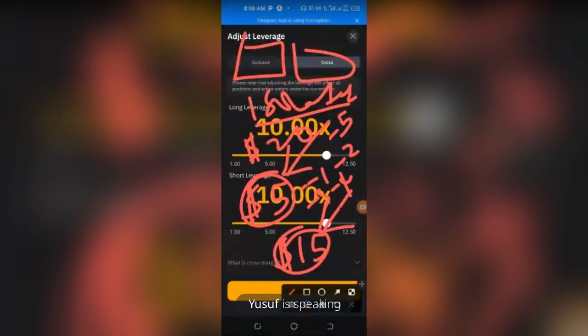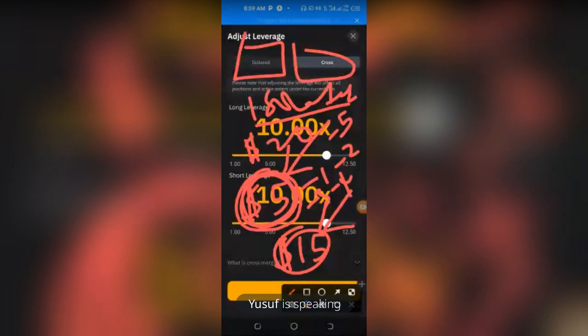So meaning that I will only lose the minimum of $5. I will not lose beyond $5. Then my $15 balance will be intact. I can use it to get another trade. Maybe the trade can pay off for me. So it will allow you to get a backup.